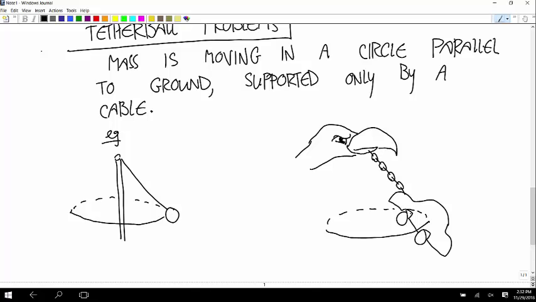No, that's a good question. So actually, a tetherball is not a perfect example of a tetherball problem. We're imagining that this ball is on a hinge up above. A ceiling fan, I guess not, because it's not connected to a cable.